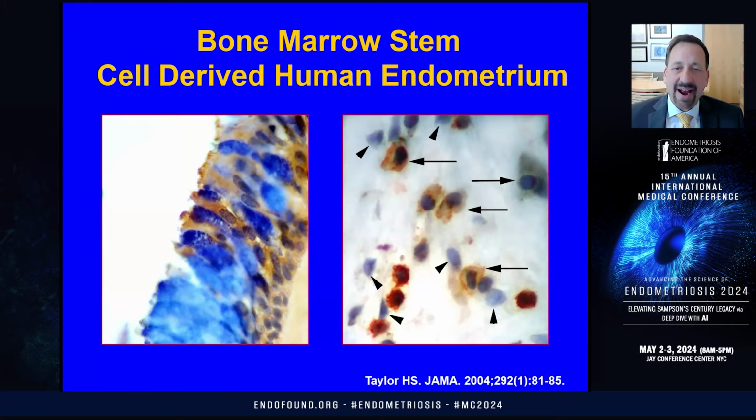On the right, the arrows point to the stromal cells that are bone marrow donor origin. The arrowheads point to the cells that are the endogenous resident stromal cells that don't have that HLA mismatch. Those are the cells that have the same HLA type as the recipient. And of course, we looked at multiple other markers to prove that these cells really are endometrial cells that have differentiated from bone marrow and not just leukocytes that are migrating there.